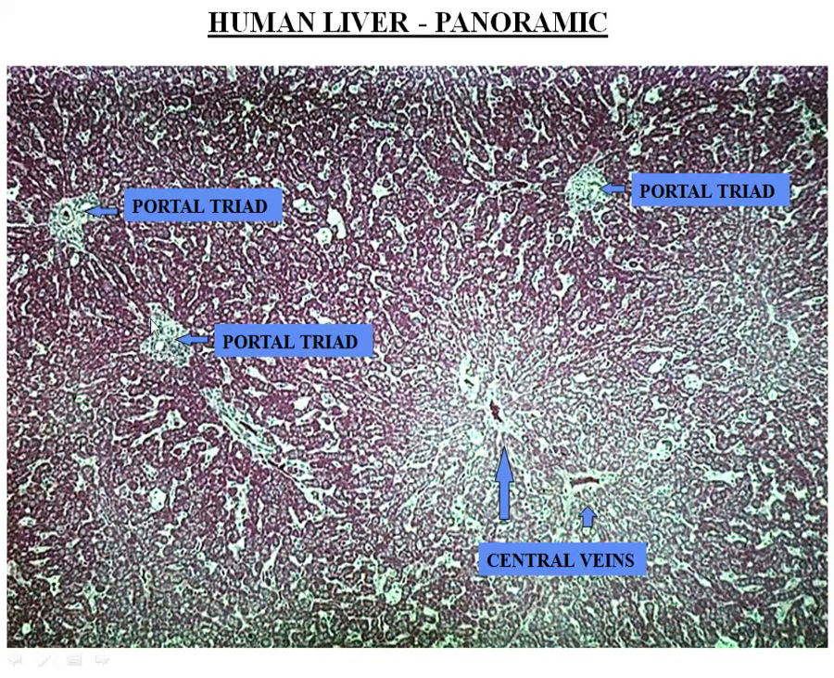Why? Because here you will see openings of three different tubules or vessels: the portal vein, the hepatic artery, and the bile duct. So these are the portal triads, and this is a central vein, and all these are the hepatic lobules. Now all these white cracks are hepatic sinusoids, the space between the lines of two hepatocyte cells.